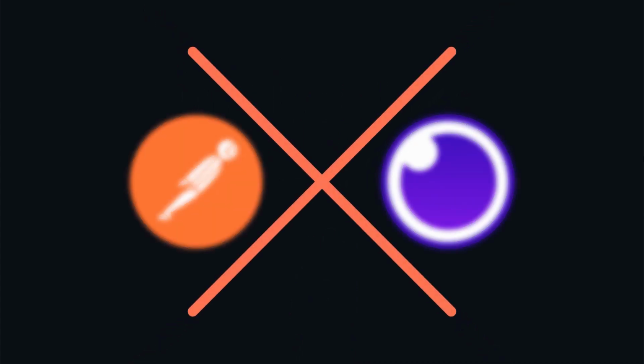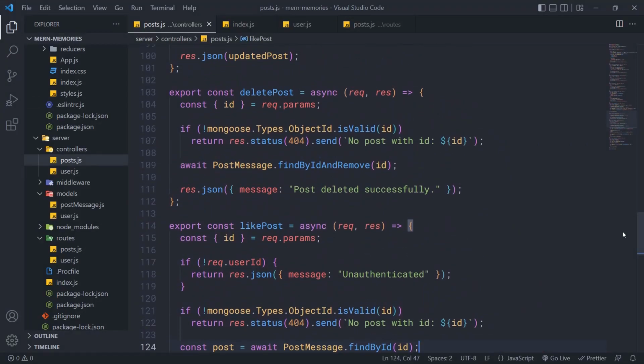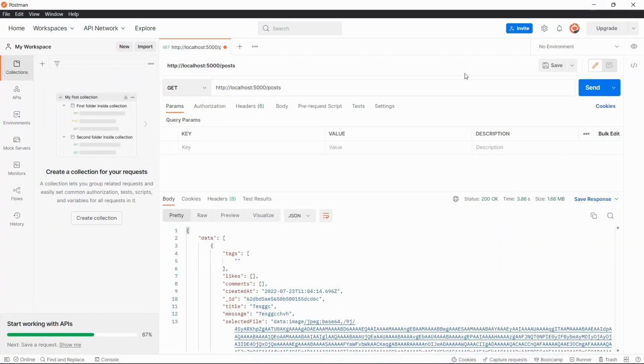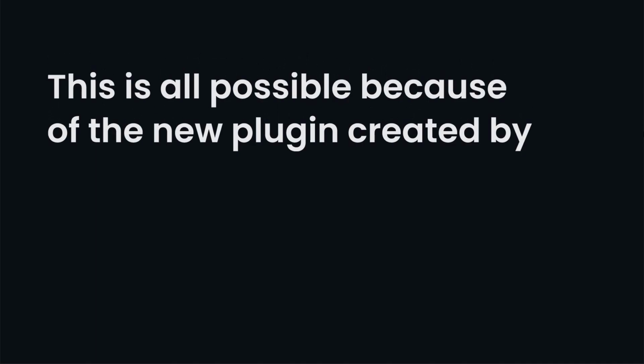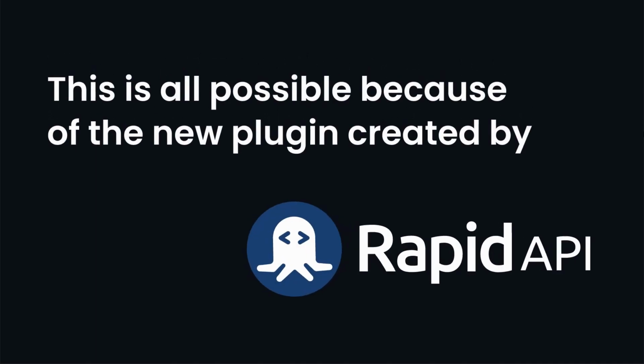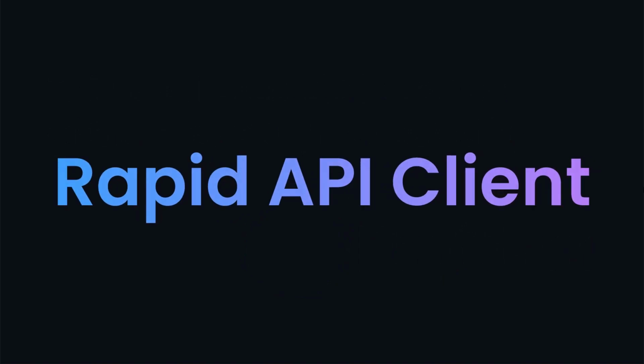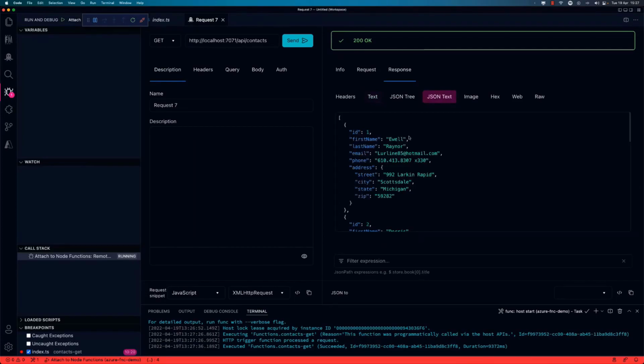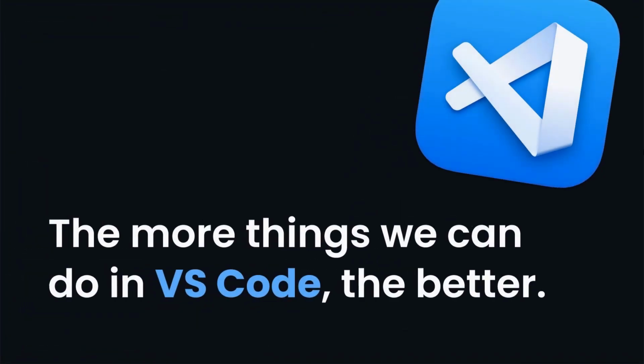But now, life has just gotten simpler. We no longer need those extra applications like Postman or Insomnia. We no longer need to exit Visual Studio Code to test any APIs. This is all possible because of the new plugin created by RapidAPI, called RapidAPI Client. It works precisely like Postman, but it's integrated into Visual Studio Code, which is great. The more things we can do inside VS Code, the better.